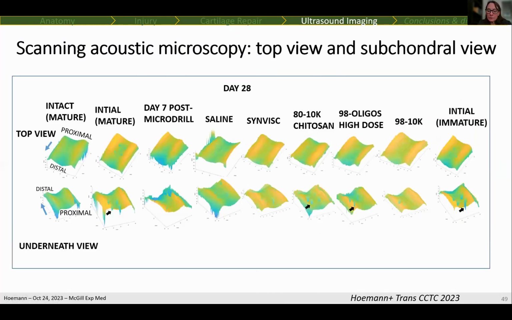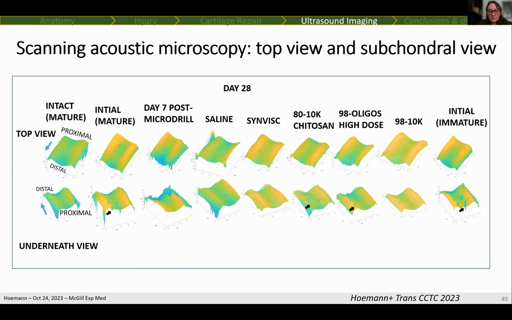Since these are 3D images, I can tilt them and look at them in different ways. And this was one interesting thing: I looked from the top down, and then I tilted and looked up from the underside. And what you can see is that there are actually biomechanical measures from this technique that you don't get with micro-CT, and that's the sound penetration into the granulation tissue.